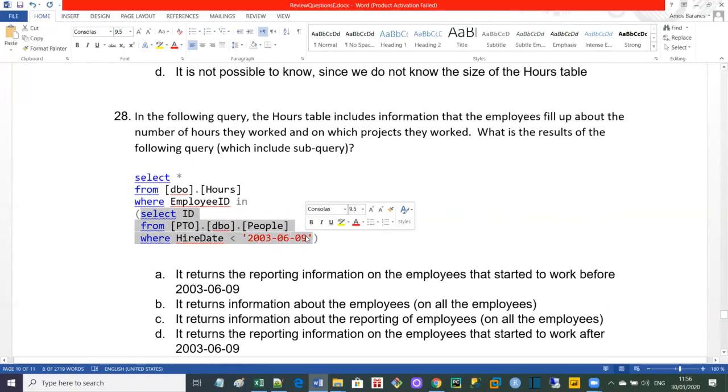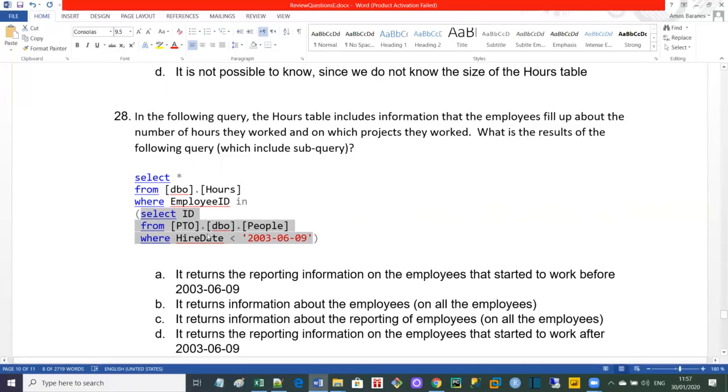Pay attention that here we have a complete query. This part of the total query is called a subquery. It has a very important function here. What we're really getting from this query is a list of employee IDs from the people table of all the employees that were hired before June 9, 2003. So the purpose of this subquery is to give me a list of employee IDs that fulfill some criteria. In this case, that they were hired before a specific date.